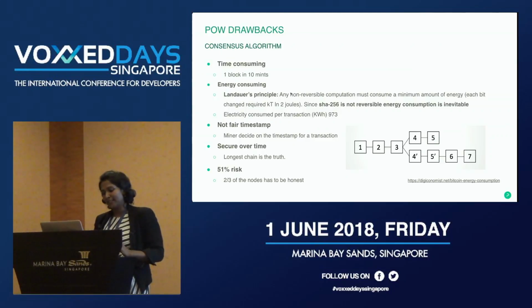Another drawback of this algorithm is that it gets secure over time. It's a leaderless system, so anyone can work on the problem, find the proof string, and publish it to the network. The longest chain at any point in time is considered the source of truth. So you cannot say at a point in time, with probability 1, this is the state of my application. It gets secure over time. And the system is susceptible to 51% risk, the same as the distributed system. Two thirds of the nodes have to be honest for this algorithm to work in a decentralized setting.